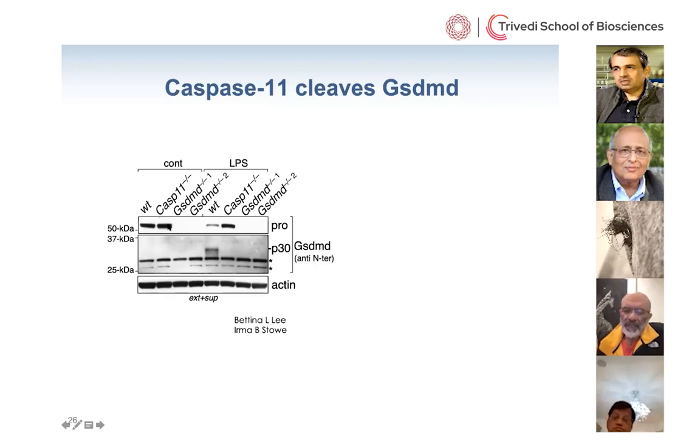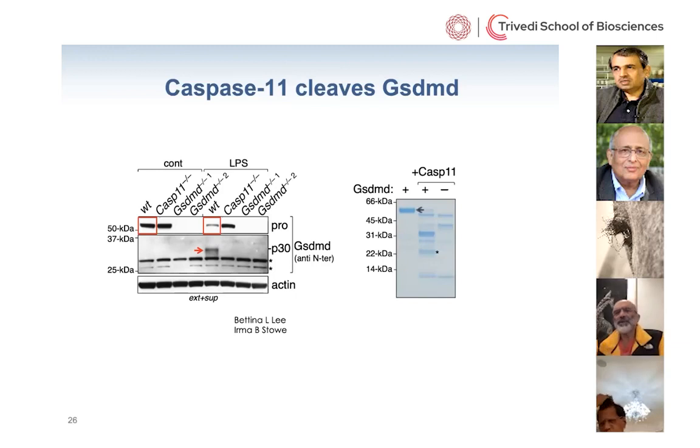Now we are going to stimulate with LPS and see what happens. When we do that with the wild type cells, the intensity of the full-length Gasdermin D band diminishes, and concomitantly there is the appearance of this P30 band. But this does not happen when we take caspase 11 null macrophages and stimulate them with LPS. So from this, we discern that LPS activates caspase 11 and that cleaves Gasdermin D.